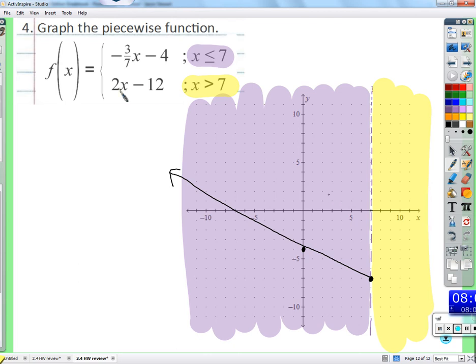Now we need to graph this guy right here, where x is greater than 7. You can see by the fact that it's highlighted yellow, that's where x is greater than 7. How do we do that? That's up to you. It has a y-intercept of negative 12. I can use that, and then use the slope from there. It's up to you. But I don't want any graph left over here from this function. So if I do draw something over here that's from that function, I need to erase it when I'm done. So I can do this. I got a y-intercept of negative 12. I got a slope of up 2 over 1.